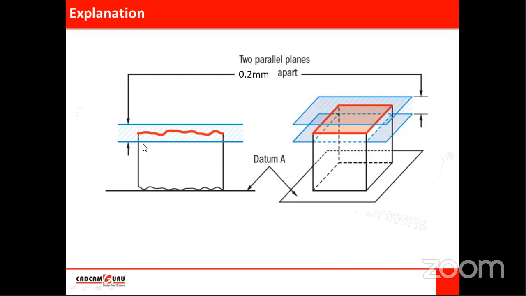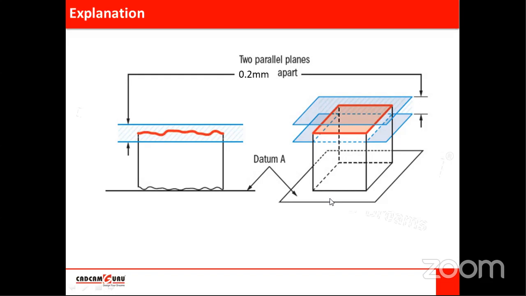The dial gauge pointer is aligned with this surface, and you just have to move this component, or you can move the dial gauge stand also. It will give you different readings at different locations. The difference between the higher point and lower point should not be more than 0.2 mm, or the plane passing through the higher point and the plane passing through the lowermost point should be 0.2 mm apart, and these planes should be parallel to the datum.